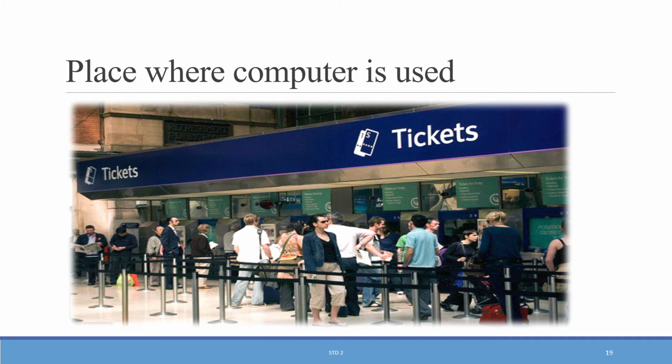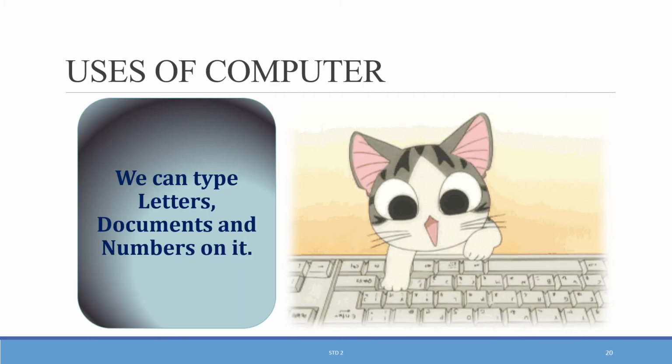So at the same place as the airport, which uses the computer, the railway station also uses a computer, right? So we learned different places where a computer is used. The first is at a home, right? At a home we use a computer for entertainment, to work, to watch movies, to write anything, right? Now see the uses of a computer.